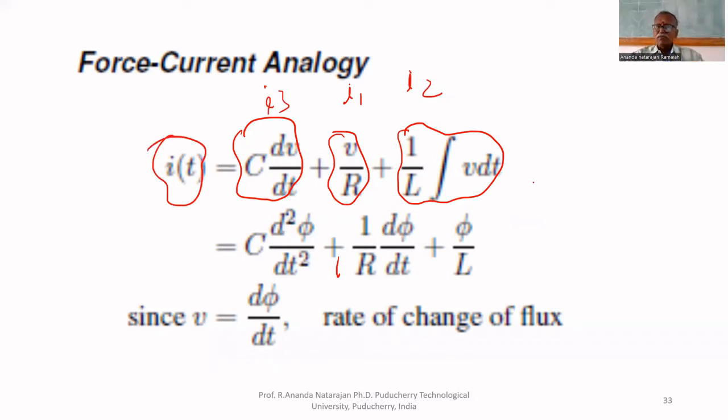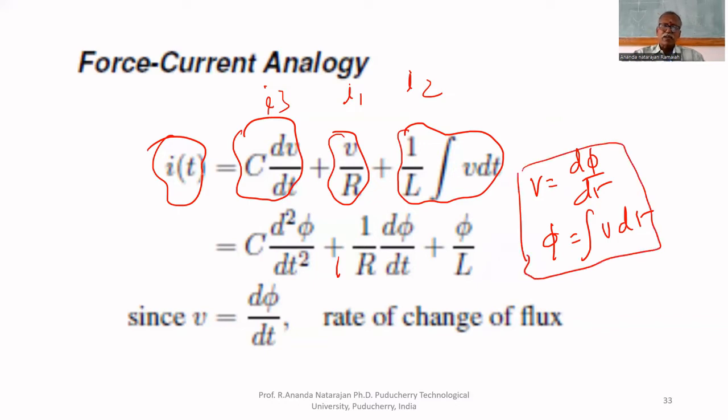But we know that V equal to rate of change of flux, d phi by dt. So phi equal to integral of V dt. If you bring this dt to this side and integrate on both sides, you will get phi equal to integral of V dt. This you should remember. Therefore, we can write V equal to d phi by dt. Therefore, dV by dt equal to d square phi by dt square. C d square phi by dt square.